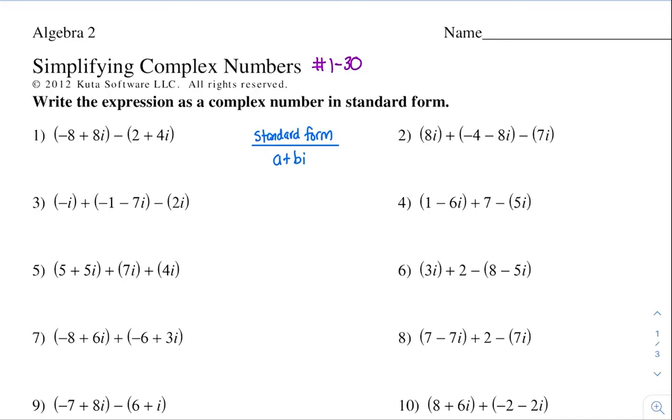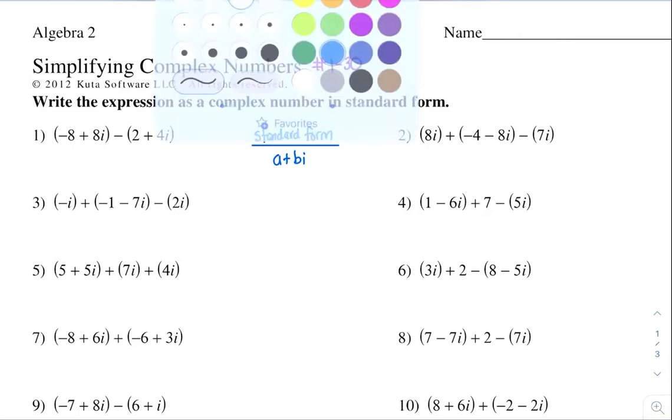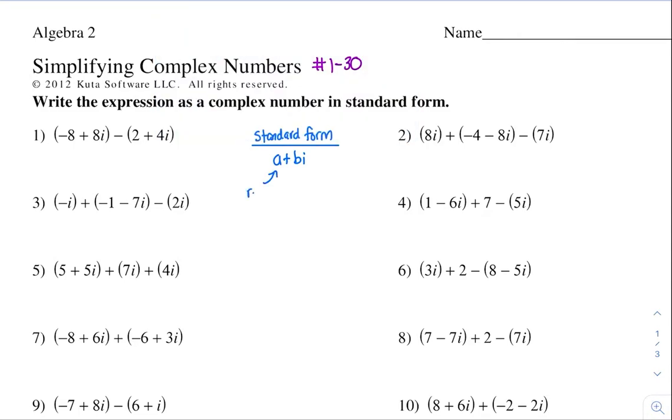Okay, here's your homework on complex numbers, numbers 1 through 30. First, for all these problems, we have to get into standard form, which is a plus bi. A is your real number, and b is your imaginary. So it has to be of this form. Alright, so we'll get right into it.